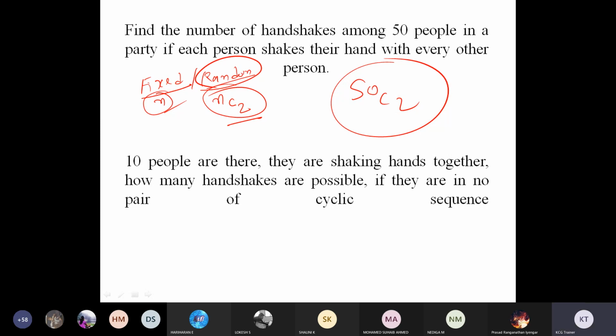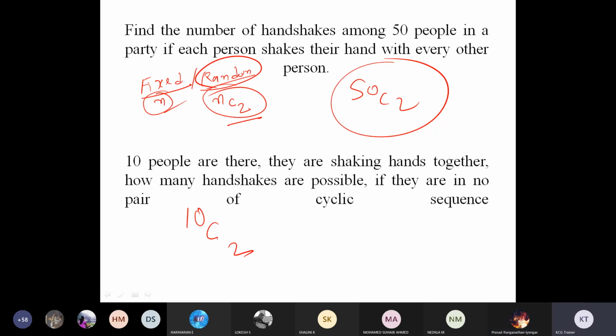Is the question movable or not movable? And the people are fixed or moving? Moving, sir. So your answer will be, moving means 10C2, right? Moving means 10C2. Okay. Yes, sir.